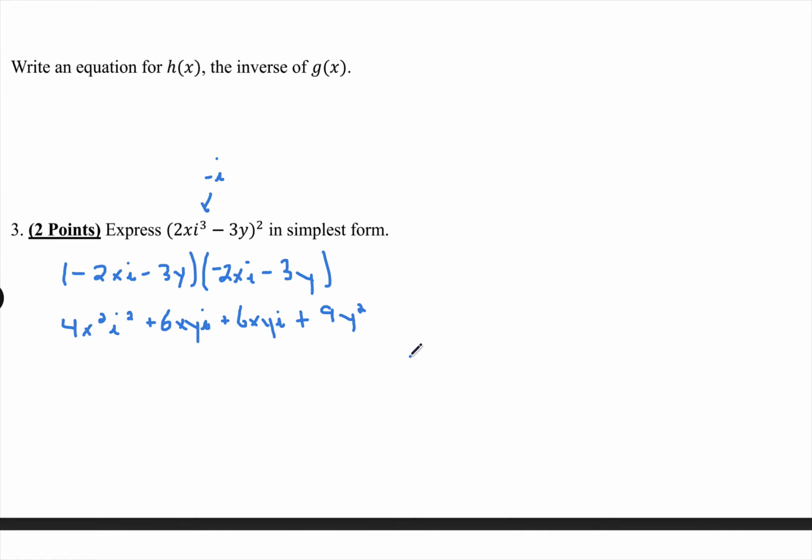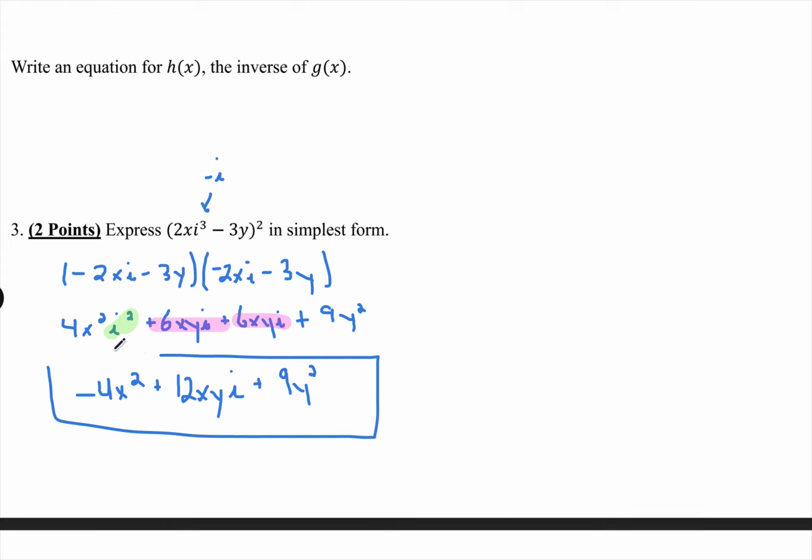From here, I have a couple like terms. These are like terms. I also can't simplify i any more than it is. I can simplify i squared. What does that become? That becomes a negative 1. So if I rewrite it now, negative 1 times this is just going to be negative 4x squared. I add these two together, plus 12xyi, nothing to do with the 9y squared, plus 9y squared, and I'm good to go.